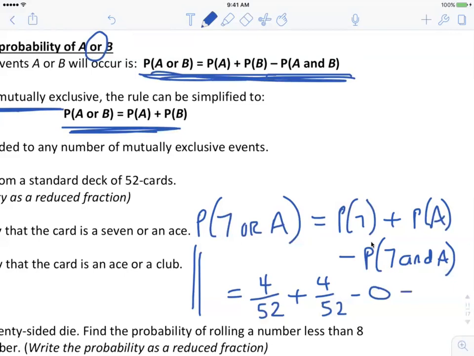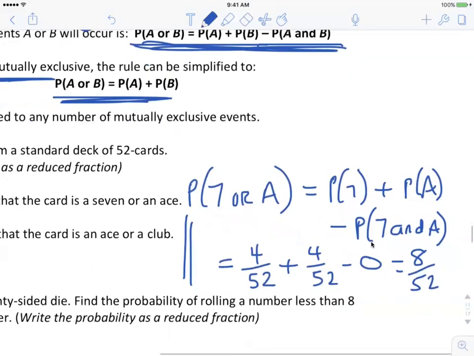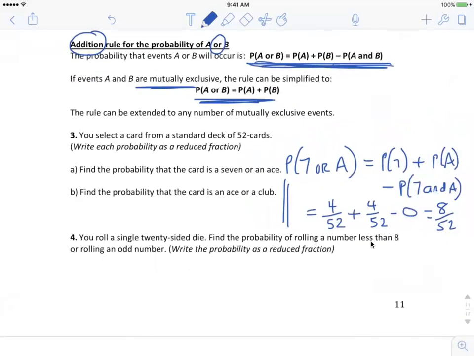So this is 8 out of 52. Guess I didn't give myself enough room on this handout, huh? Okay. Does that reduce? What are we supposed to do here? Yeah, reduced fraction, divide each by 2, or you could divide each by 4 would be better, right? So 2 over 13.